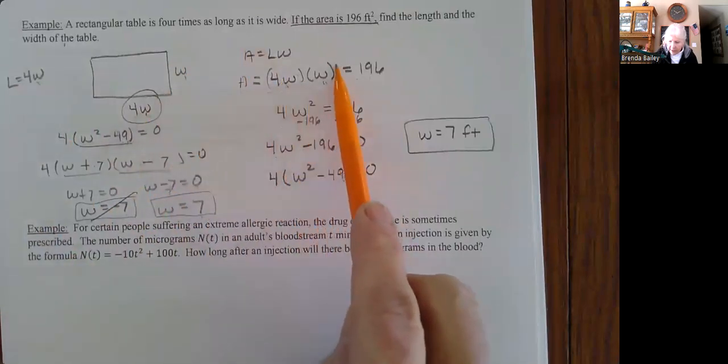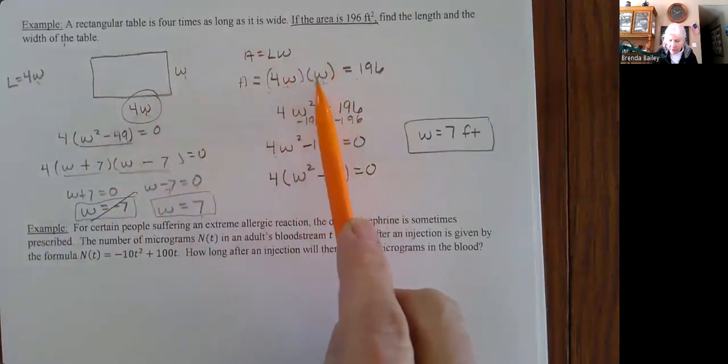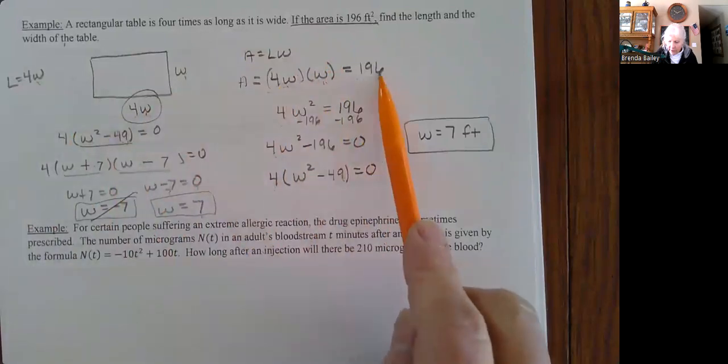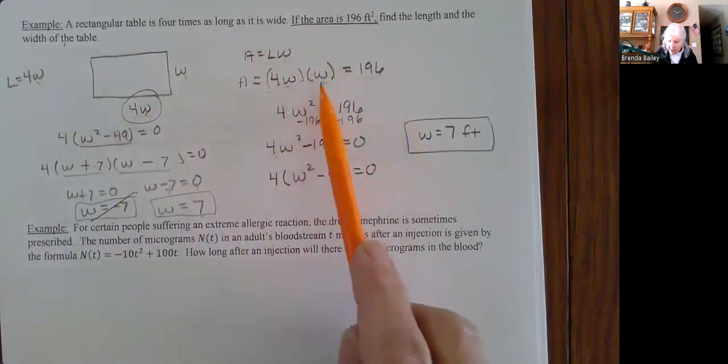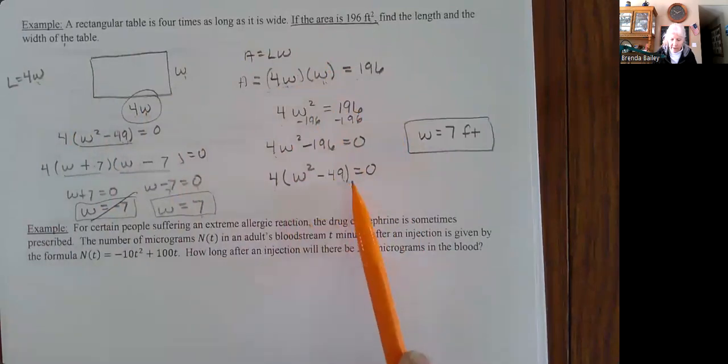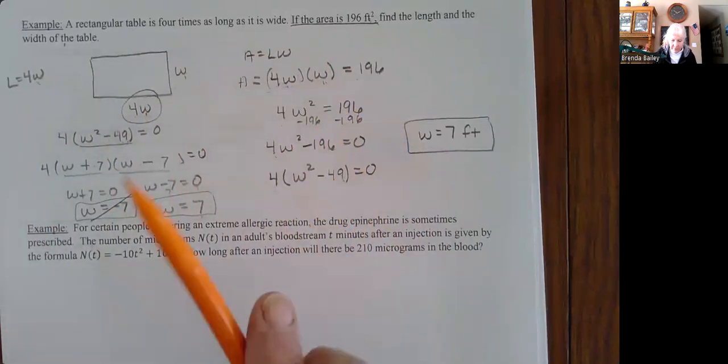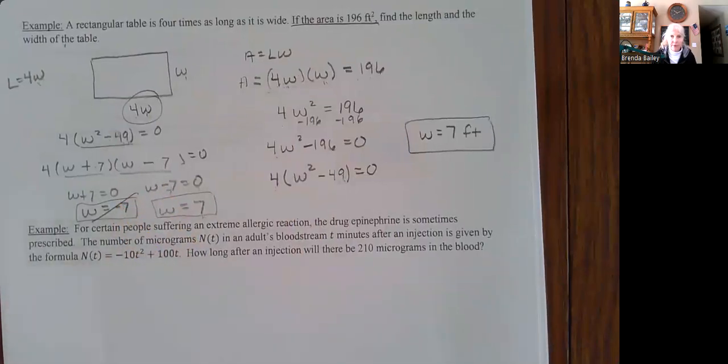Notice my area only has a single type of variable, W's only. They told us what it is. Simplified, set it equal to 0, took out the greatest common factor, factored. And sometimes you'll throw out an answer, negative 7. It works in the equation, but doesn't make sense in the real life situation.